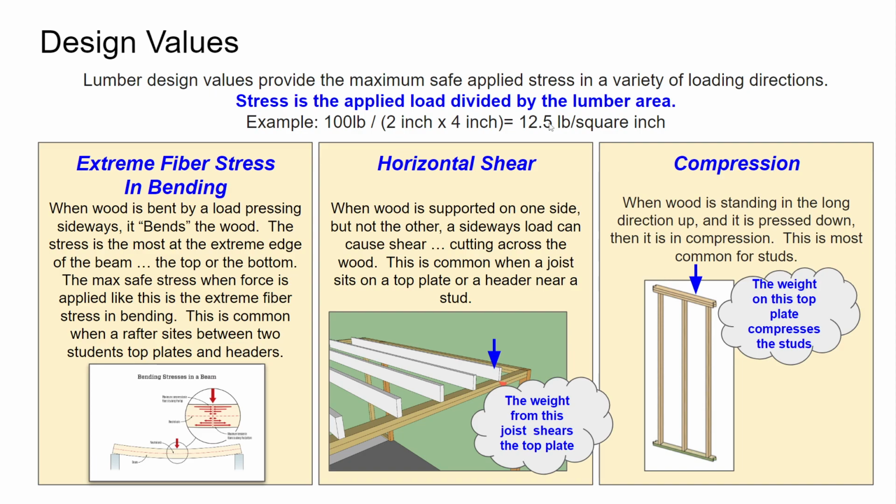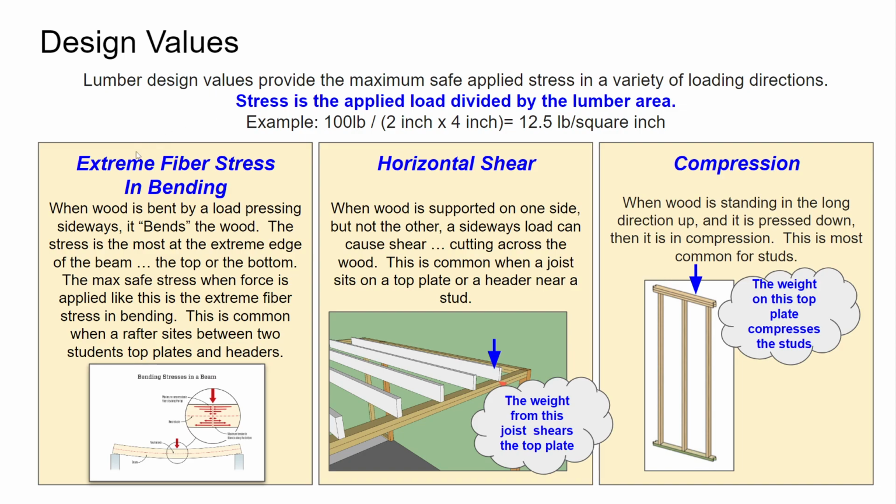Okay, so as an example, if I had 100 pounds spread out over a 2 by 8, that would be 12.5 pounds per square inch. That would be a stress. Okay, and it's not a real thing. It's just a way of talking about stuff. But we found that a certain material will fail when a certain stress is encountered. So that's important for us.